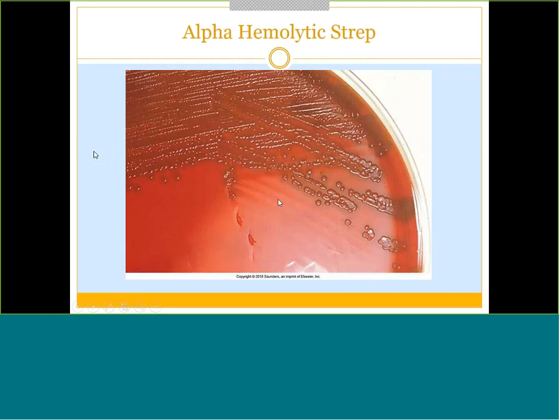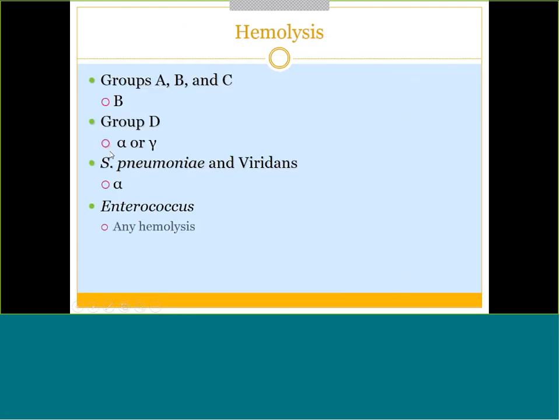This is an alpha hemolytic strep. I know it's a little hard to see on here, but it gives that green hue. You can kind of see it in the shadows of the plate here on the right side. It looks more visible. You can see the green hue it took on with that partial lysis, so that would be an alpha hemolysis.